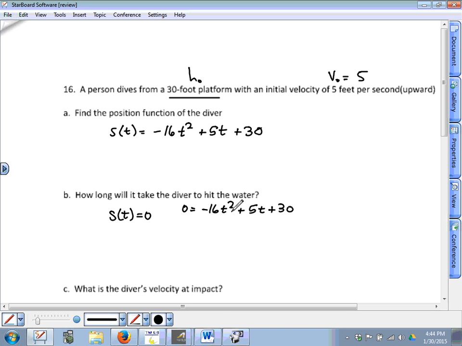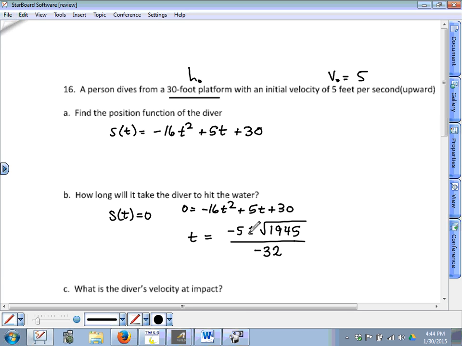So if we do the quadratic formula, this doesn't factor, so we're going to have to do the quadratic formula. t is going to equal negative 5 plus or minus the square root of 1,945 all over 2 times a.